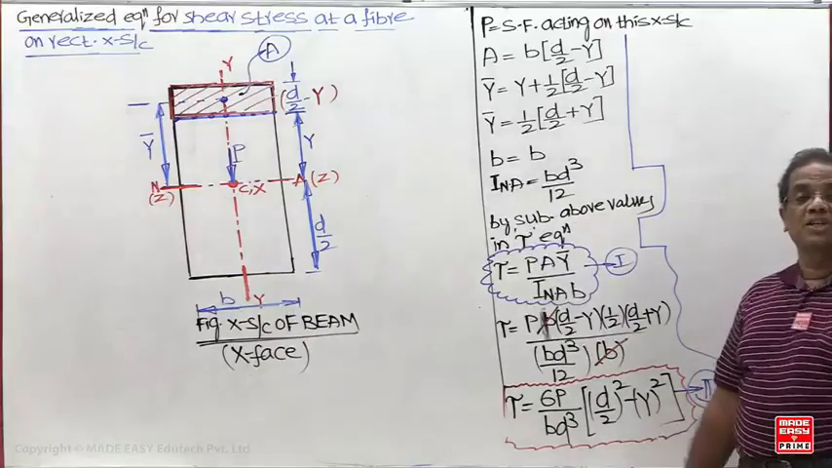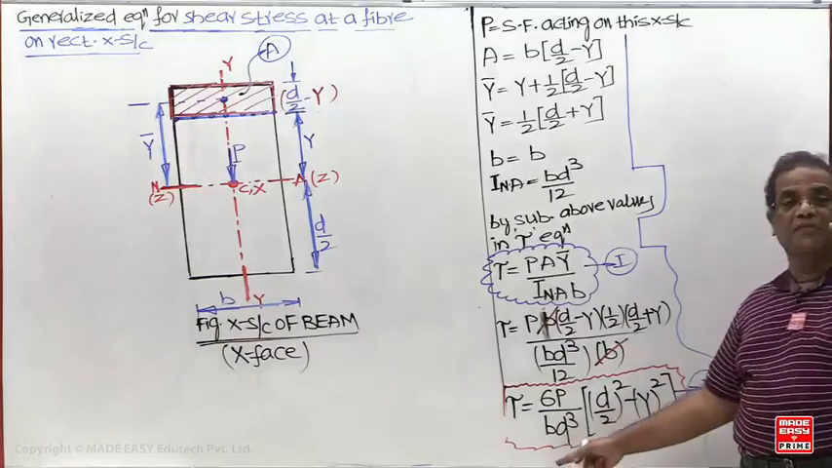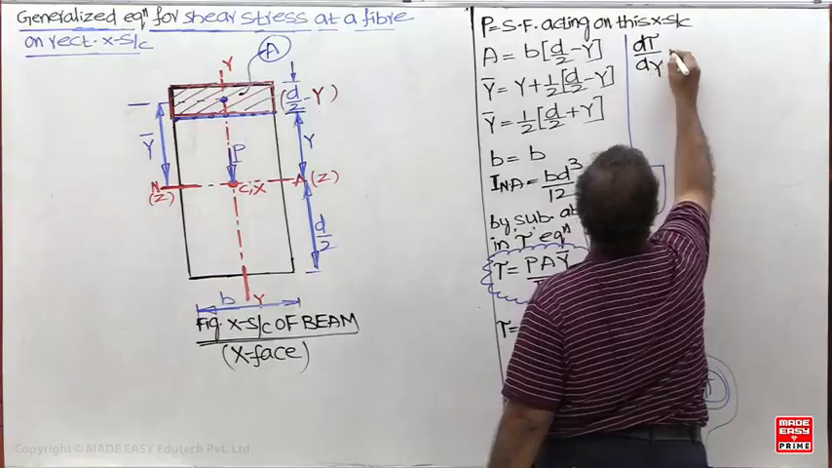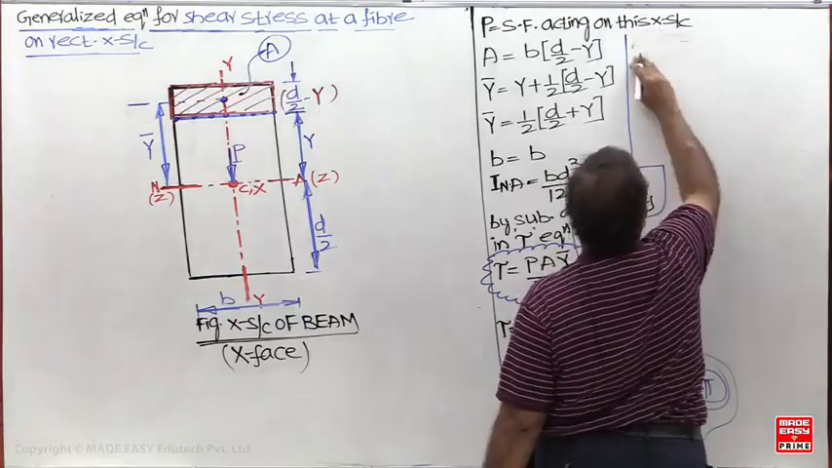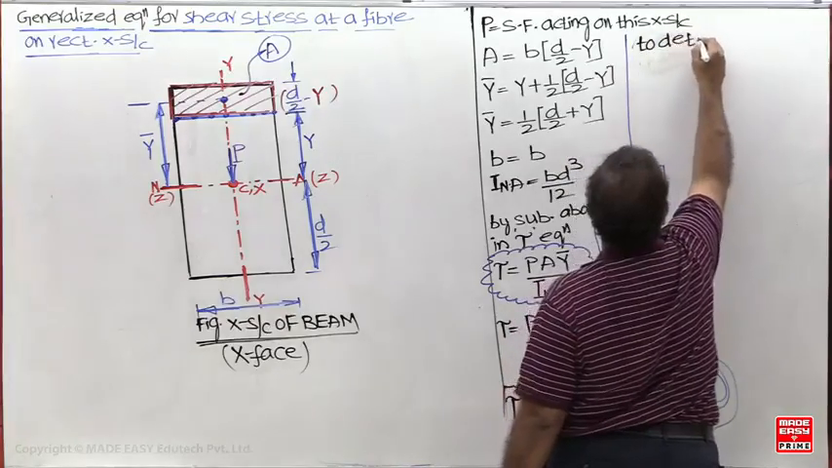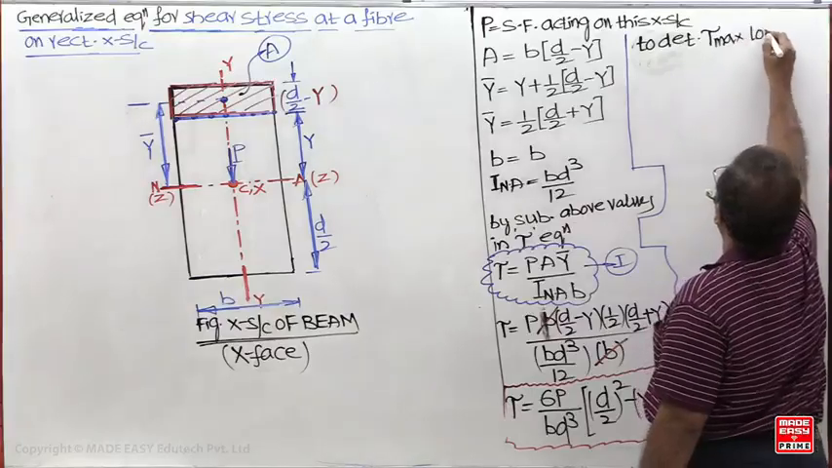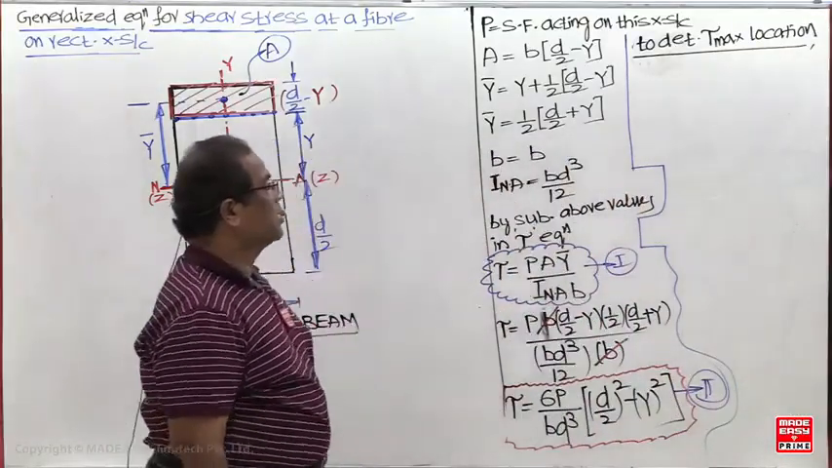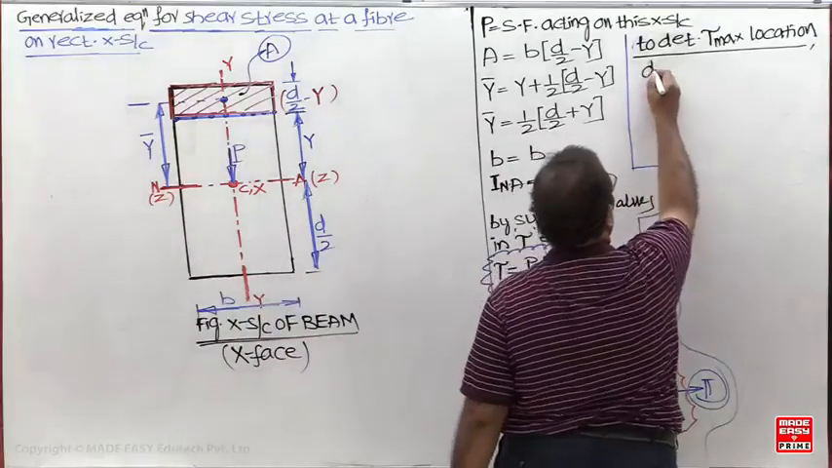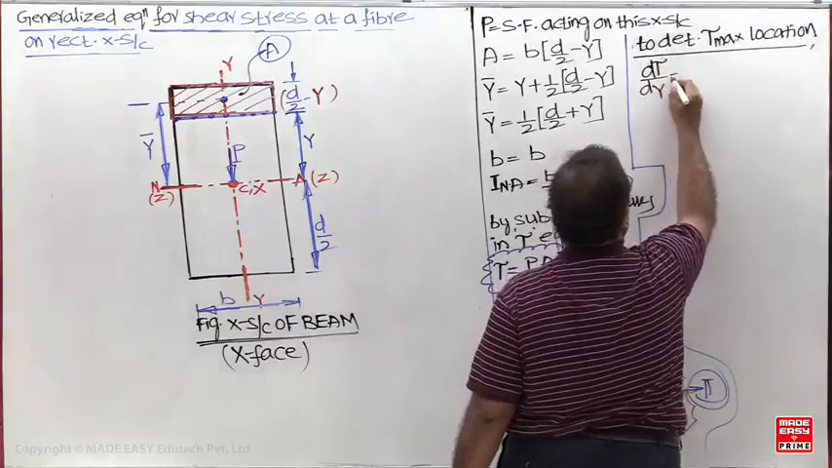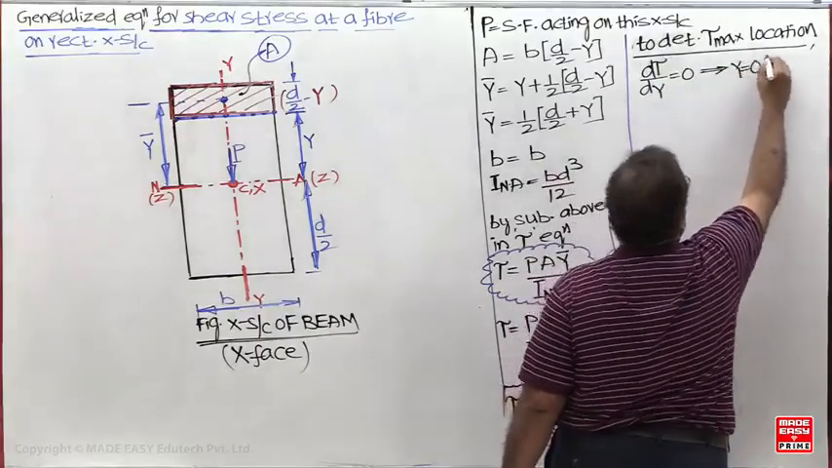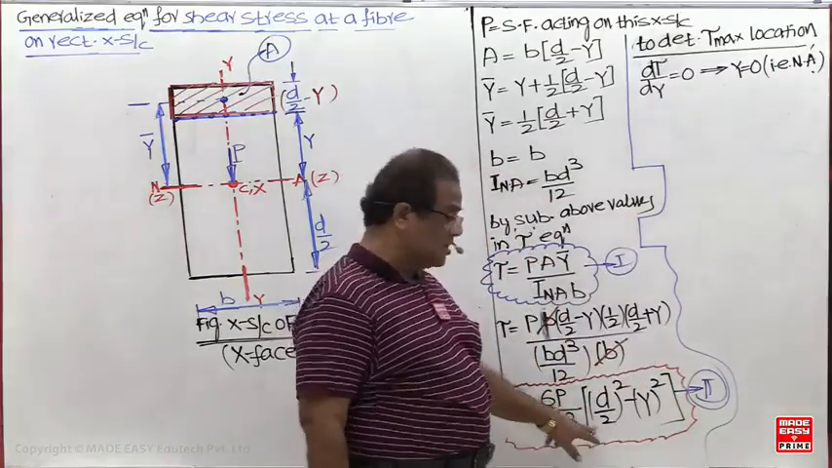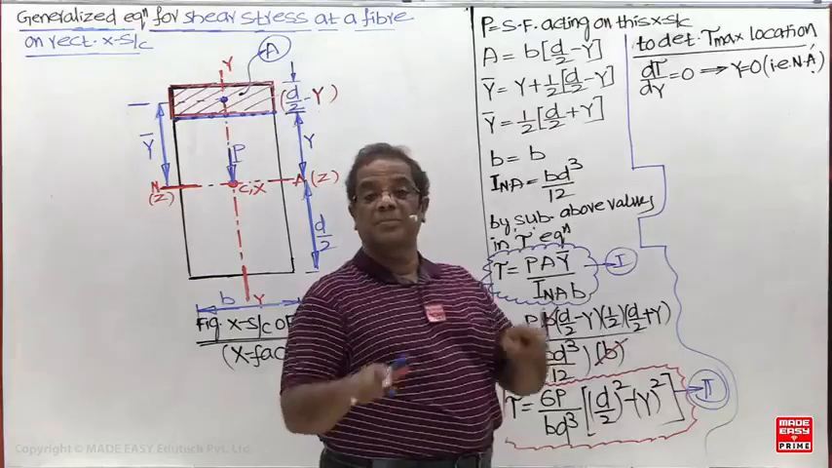But my aim is to find out the what now? Shear stress at every fiber or the maximum is required. To get a maximum, what do you have to do now? Differentiate it, by differentiating the second equation now, to determine the maximum shear stress location. So d tau by dy equal to 0. What is the differentiation of this? Now this is 0. 2y equal to 0 means y is 0. So shear stress is maximum at the neutral axis.